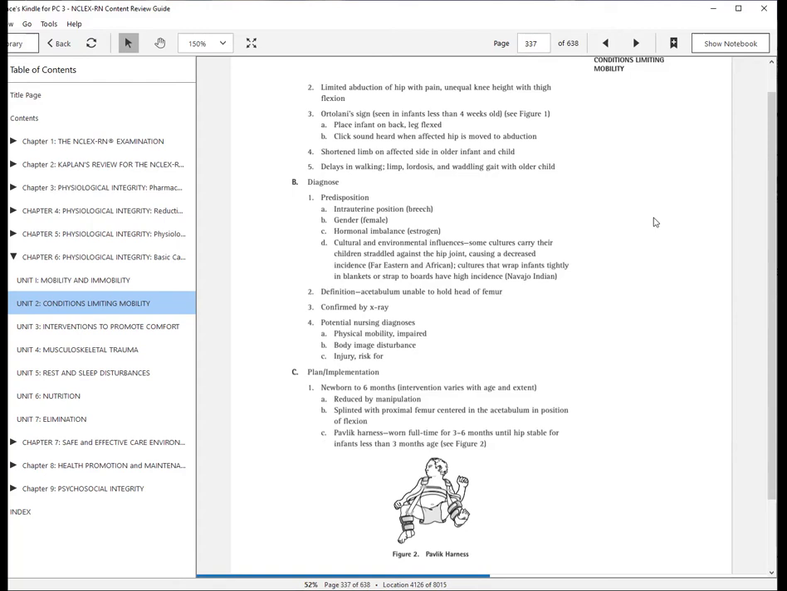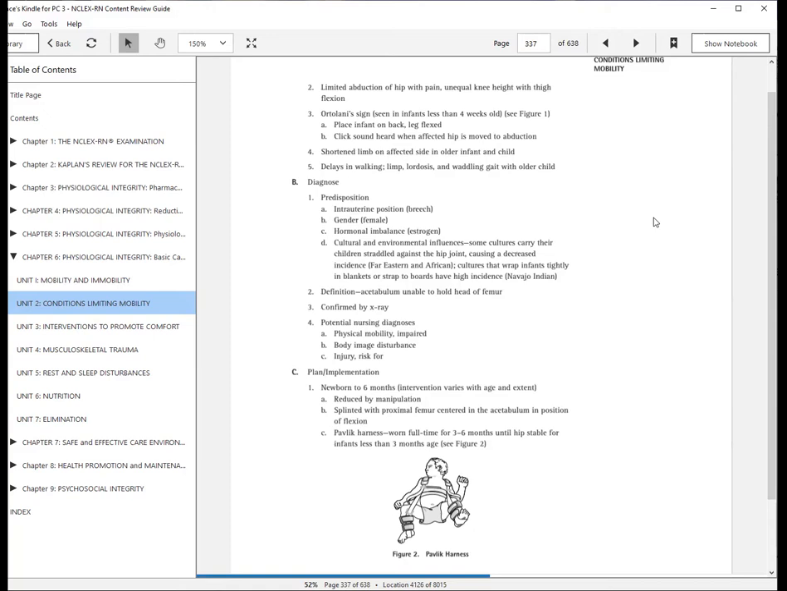So the diagnosis that you will see, how do you diagnose this? There'll be a predisposition, there'll be a reason. Intrauterine position, the position that the baby assumed whilst in the womb, can cause developmental hip dysplasia. Gender: usually this is in females more than males.